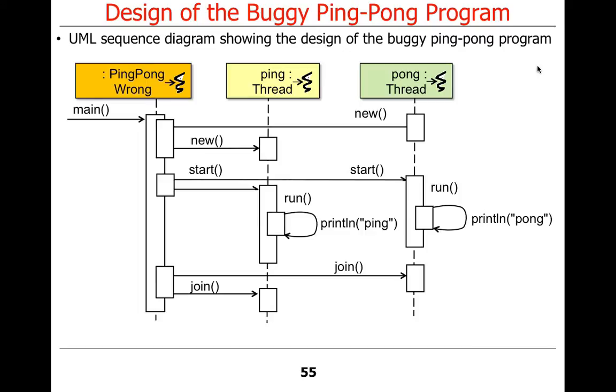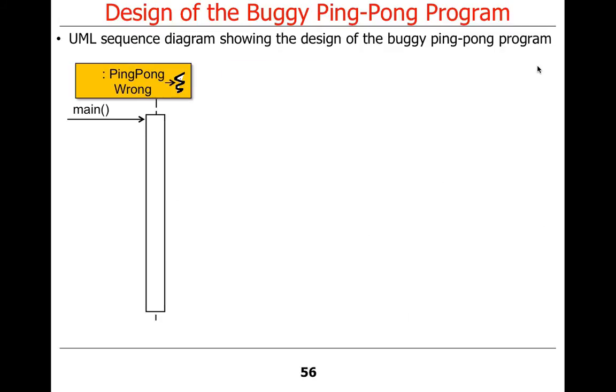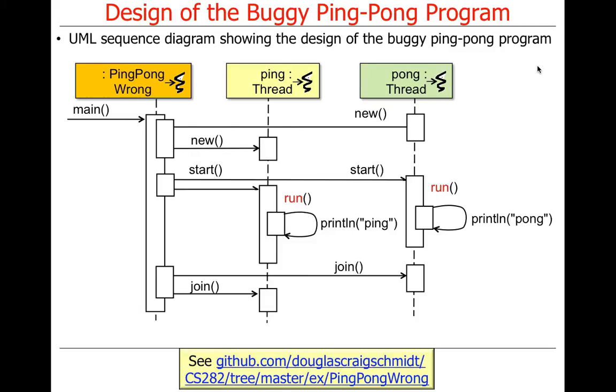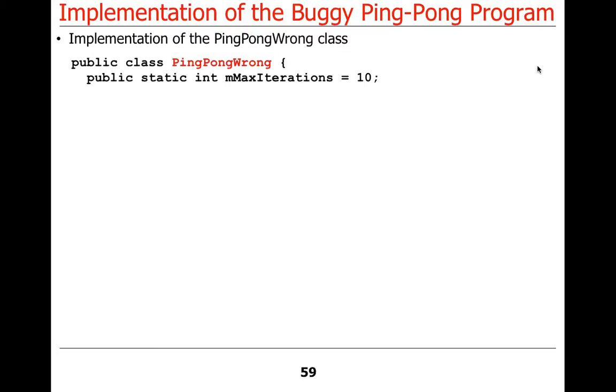All right, so here's a diagram showing the design of the buggy program. And then we'll come back later and show you how to fix it to do the right set of things. So there's the main thread, which is the entry point into the ping-pong wrong program. It goes ahead and creates a ping thread and a pong thread, and it starts them. And then they're going to go ahead and print ping and pong. And when both threads are done, the main thread will wait for the other threads to finish. So the run call gets called, and you can download the ping-pong wrong code here just to play around with it as well.